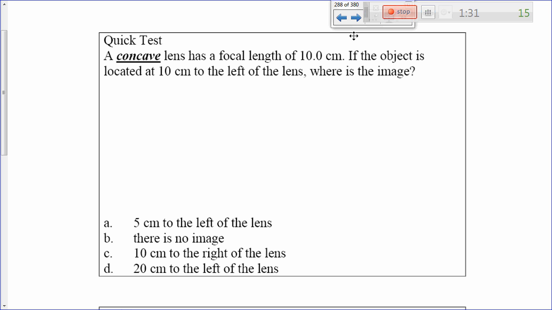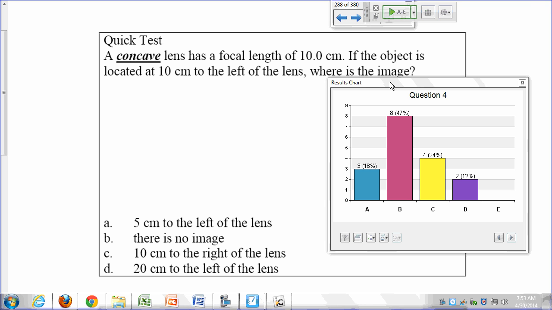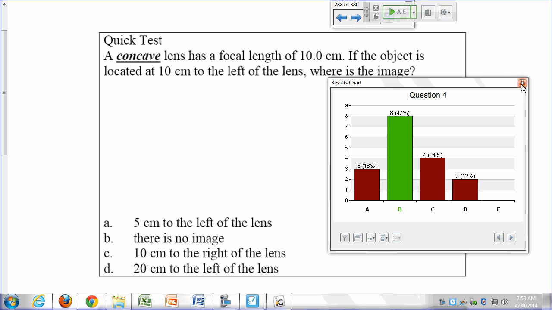About 10 or 15 more seconds. Alright, stop at 145. Looks like our mystery person disappeared. Alright, I think B's right. Let's see. Pretty sure that's correct.